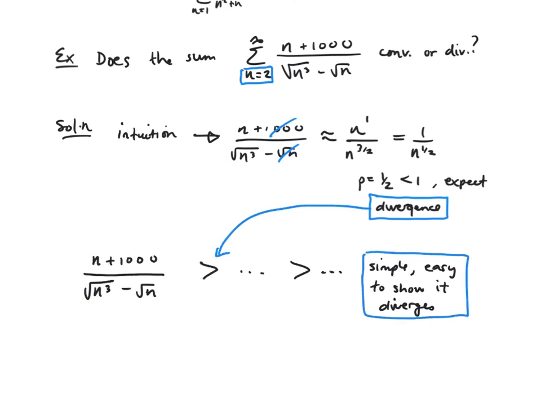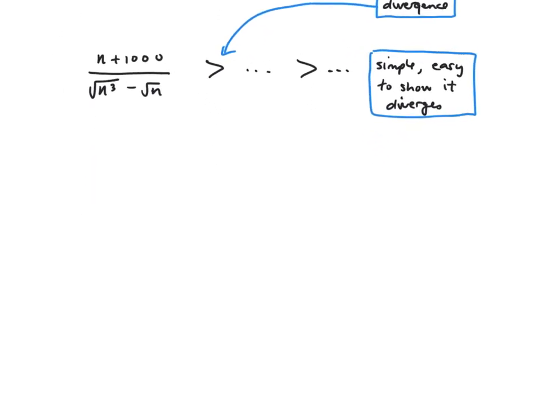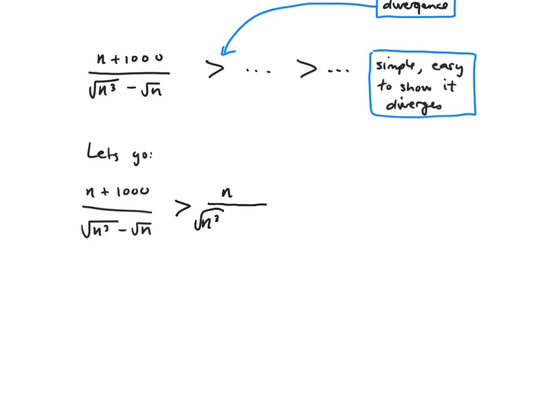Now we've got to do it. So let's take this and let's go. n plus 1000 over root n cubed minus root n. All right, is bigger than what? Well, right away that plus 1000 on the top is making the expression larger. So if I remove it, I get something smaller, and that follows the direction of the inequality. So that's good. I can say that.